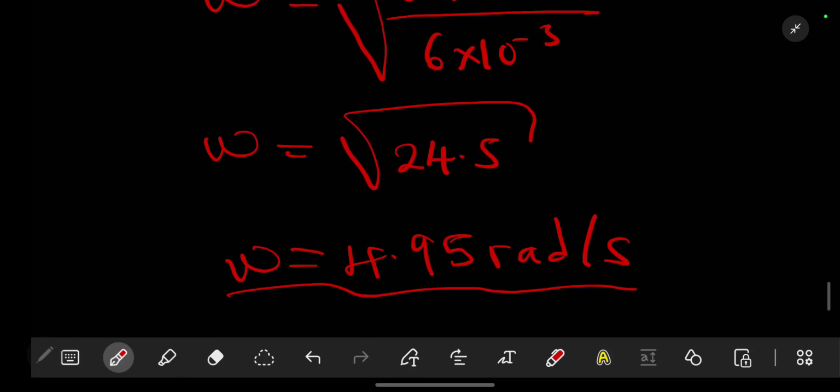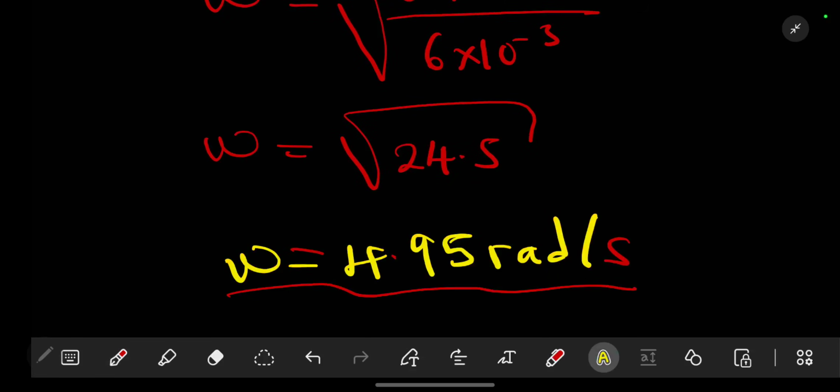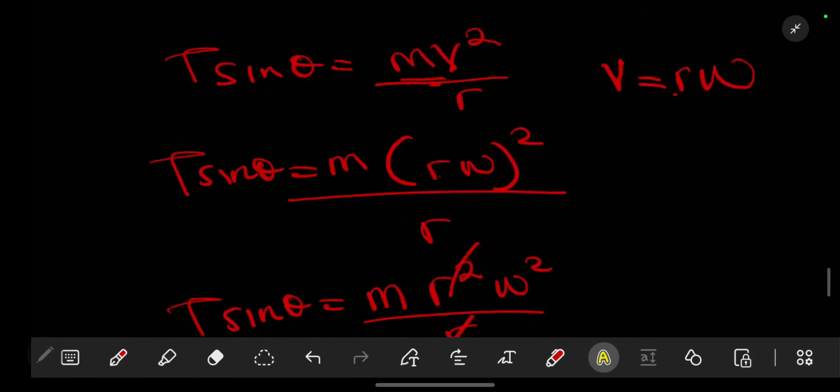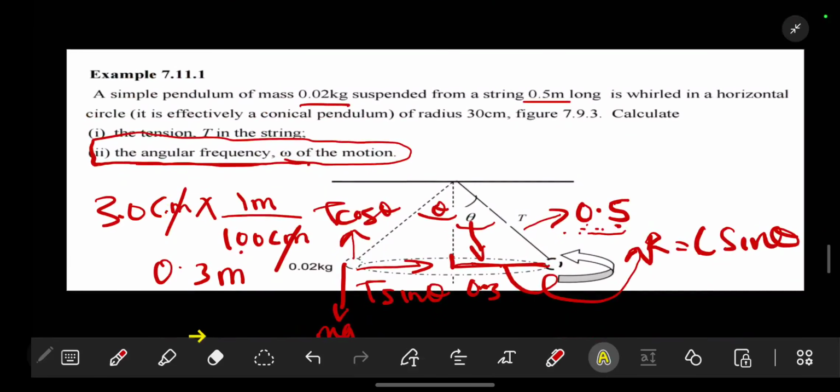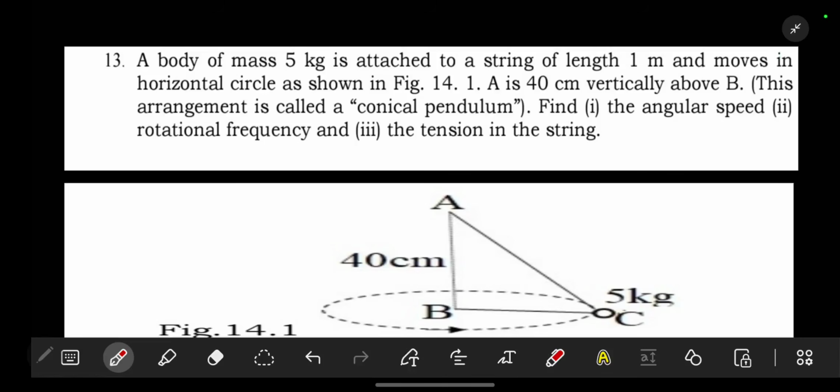So this is what we have. So just be critical. That's the angular frequency. If you don't know what the angular frequency is, it's just the same as the angular velocity. Let's look at our last question.